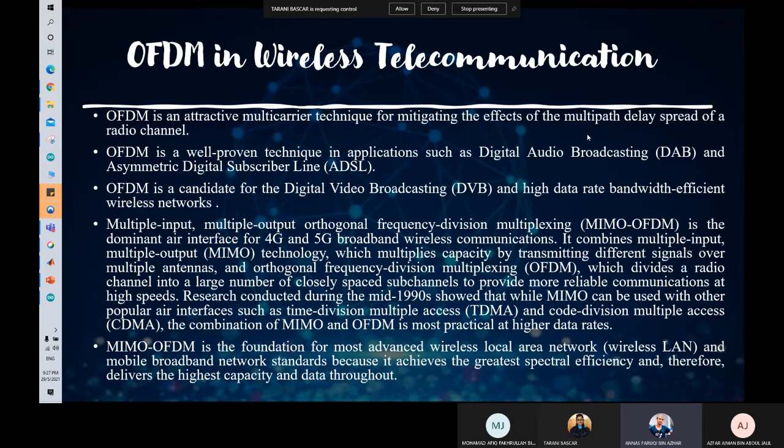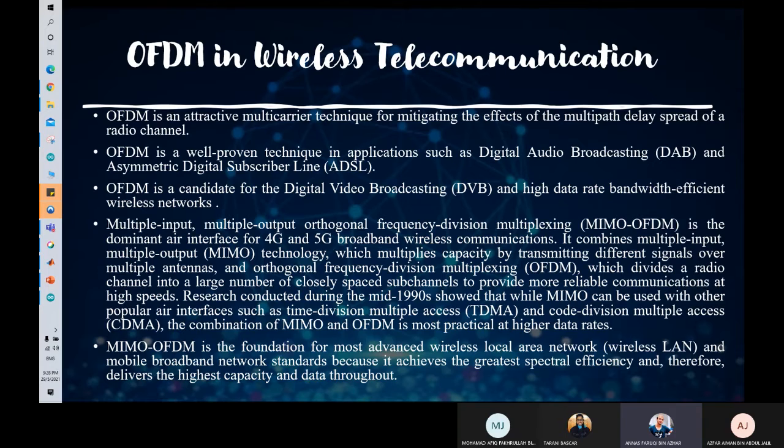So, OFDM in wireless telecommunication. OFDM is an attractive multi-carrier technique for mitigating the effect of the multipath delay spread of a radio channel. OFDM is a well-proven technique in applications such as digital audio broadcasting (DAB) and asymmetric digital subscriber line (ADSL). OFDM is a candidate for digital video broadcasting (DVB) and high data rate bandwidth efficient wireless networks.